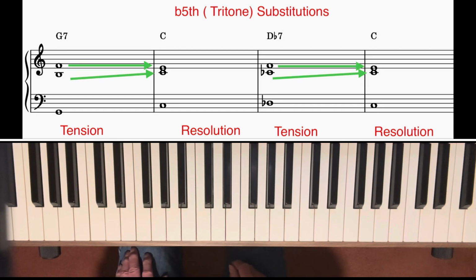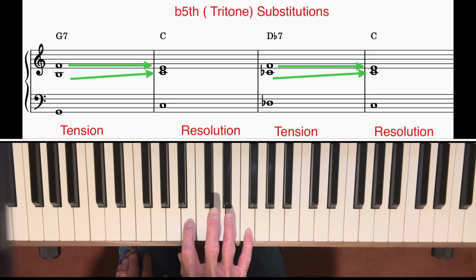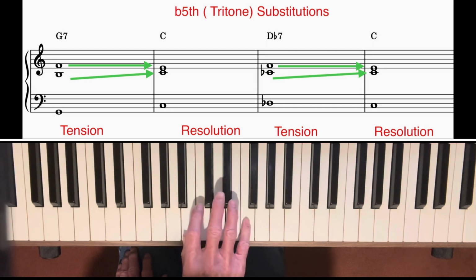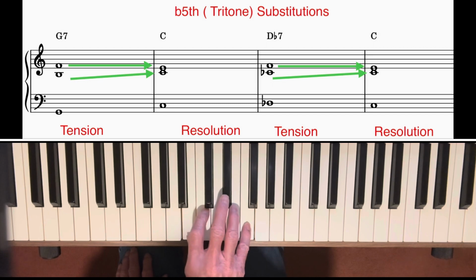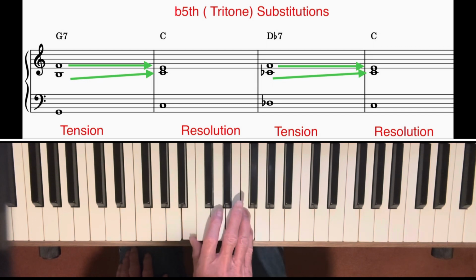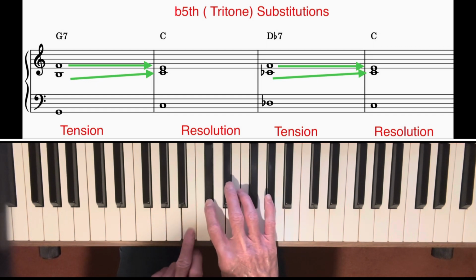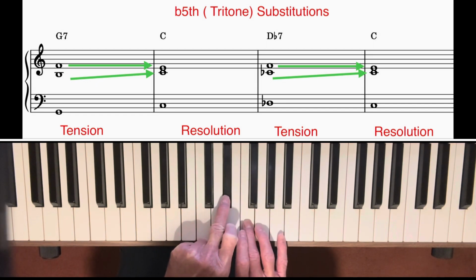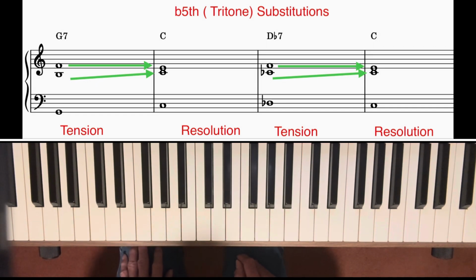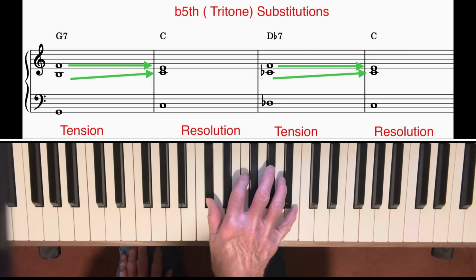Well, it's to do with these two notes, the third and the seventh of G7. When you play just those two notes on their own, you feel a discord, you feel a tension which wants to resolve like this. So you get tension and resolution. Now that interval is a diminished fifth interval. You can also call that a tritone because it's 3 tones, 1, 2, 3.